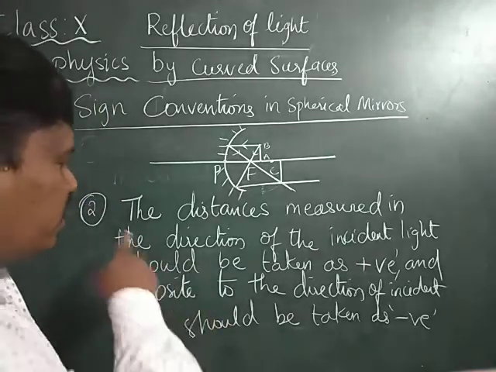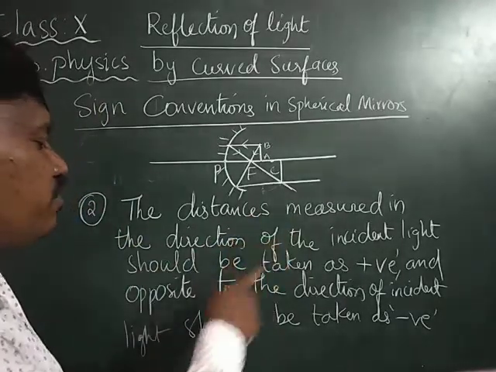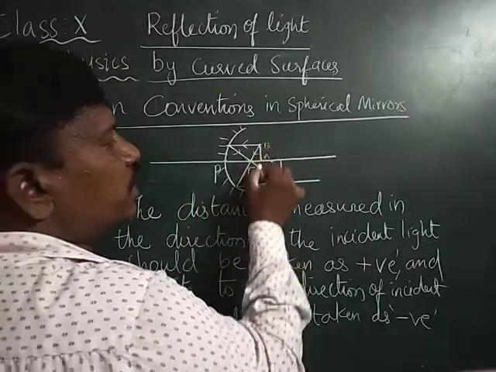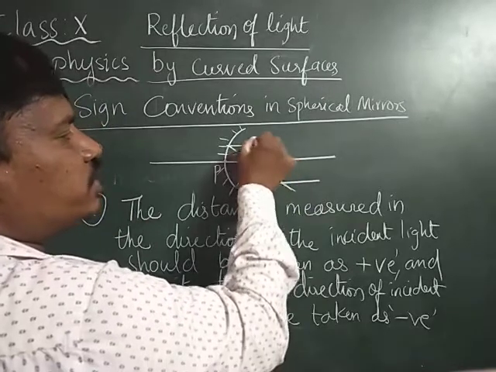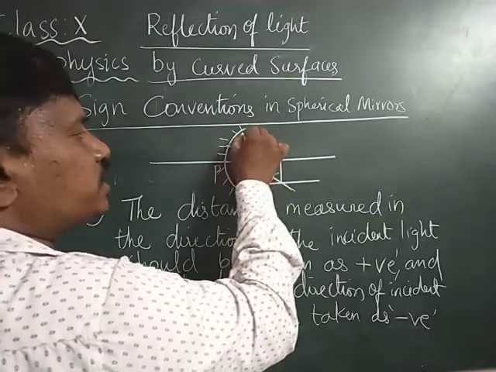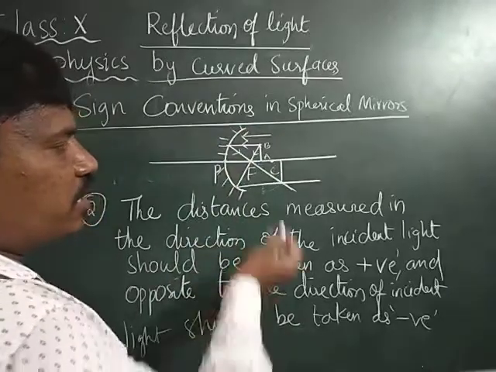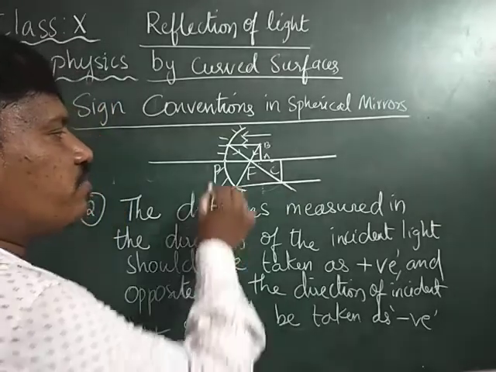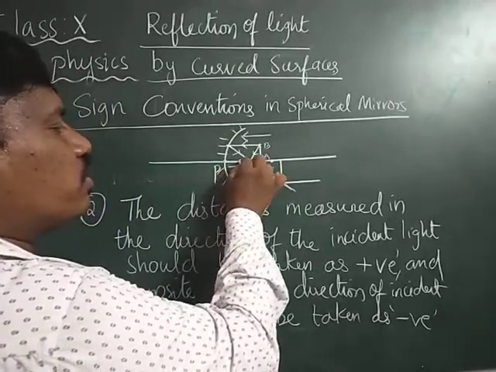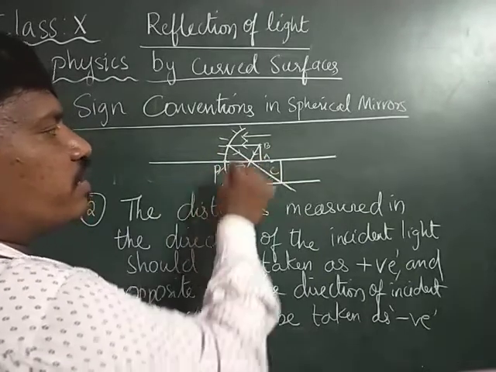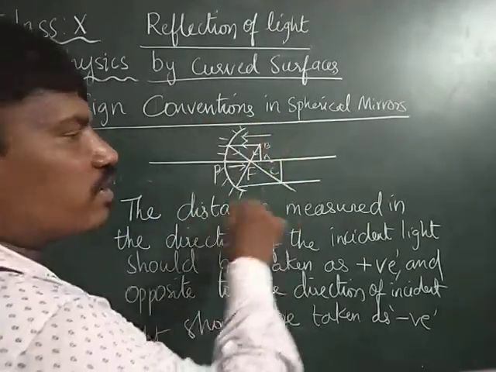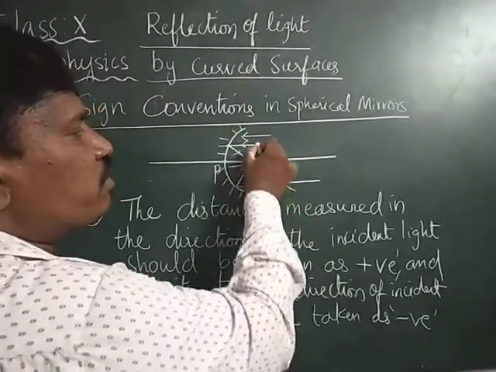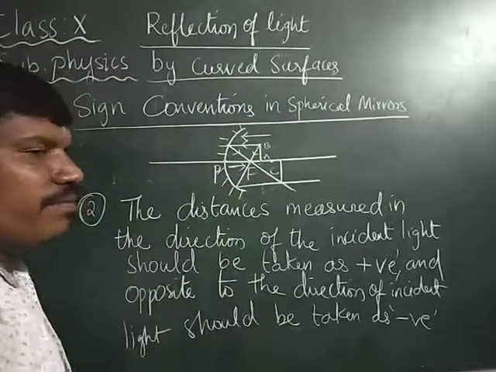Now here the distance is measured in the direction of incident light. Here the object is over here. Incident light means the light which is coming, and the direction of the incident light is this one. But according to the first rule, all the distances should be measured from the pole. Therefore, we should measure from the pole. But what is the direction of incident light? Incident light is nothing but the light which is coming from the object and is incident on the mirror.